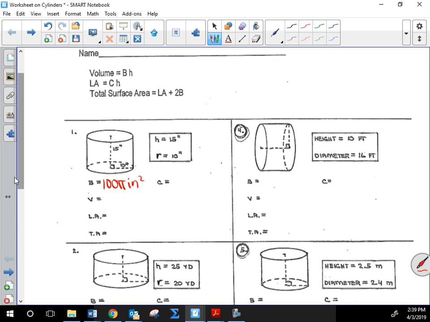Alright. What's our formula for circumference? 2 pi r. Alright, so 2 times 10, so 20 pi. What's my units?